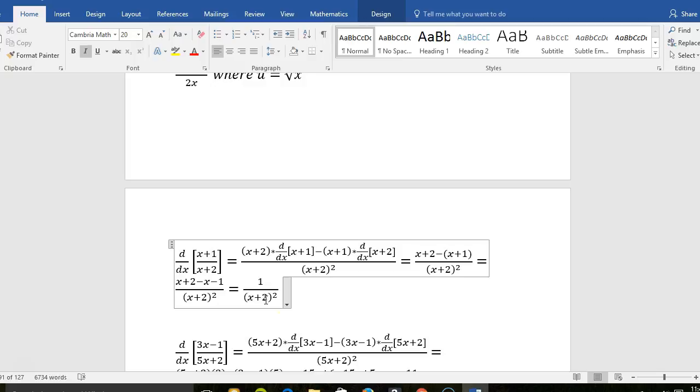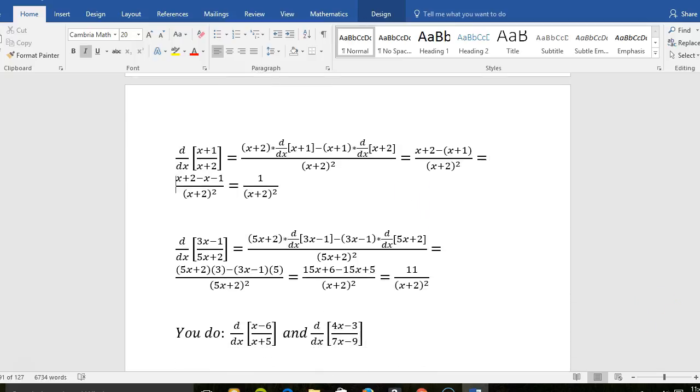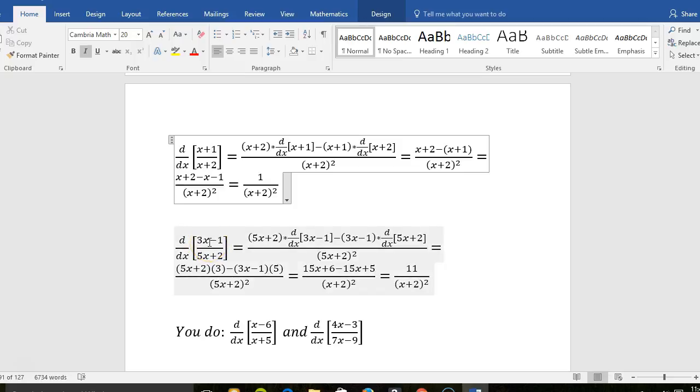Notice we did not do the chain rule this time. We did the low d high rule. This is called the quotient rule. That's the fancy smancy term for it. But anyway, we use the quotient rule again, or the low d high rule. So I do low d high minus high d low over the square of low.